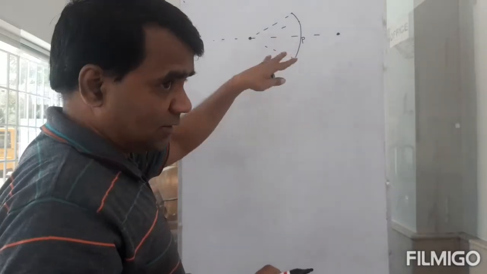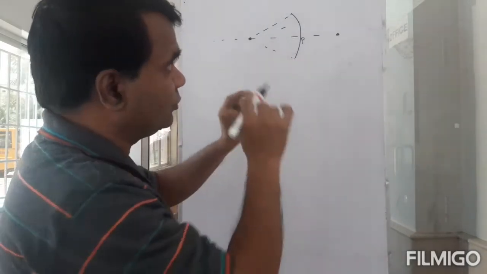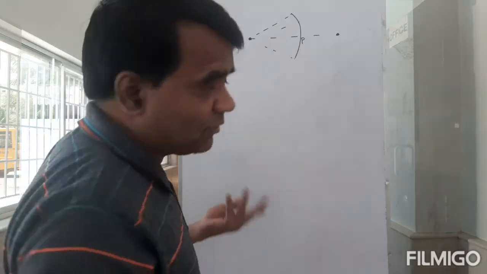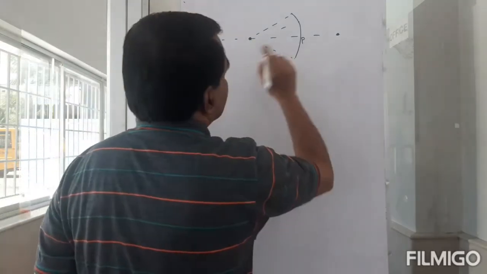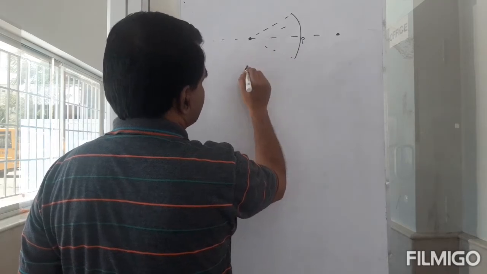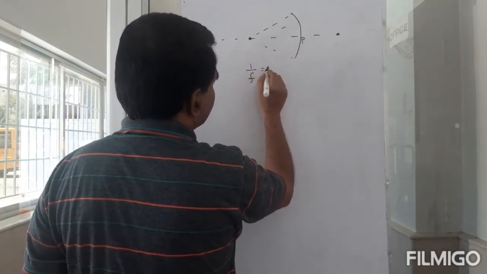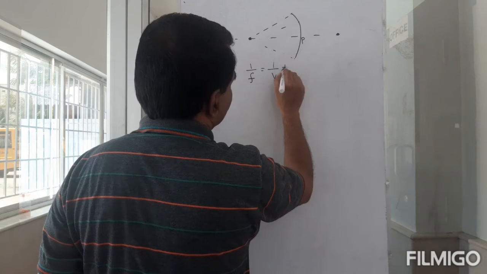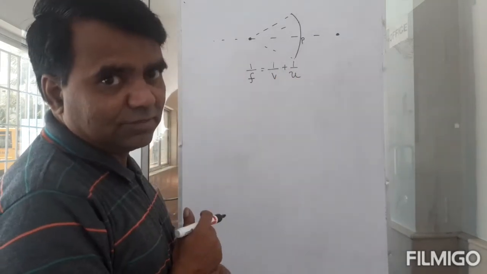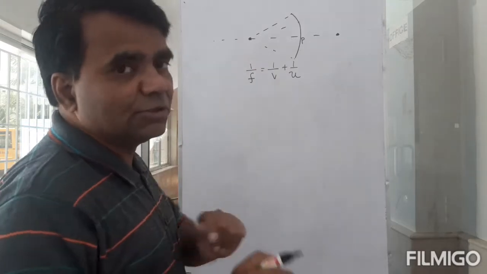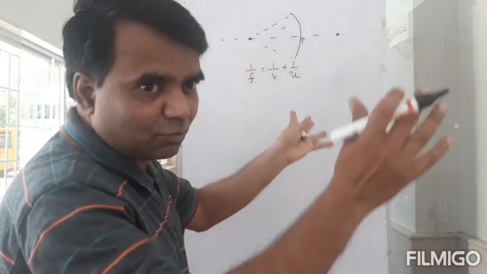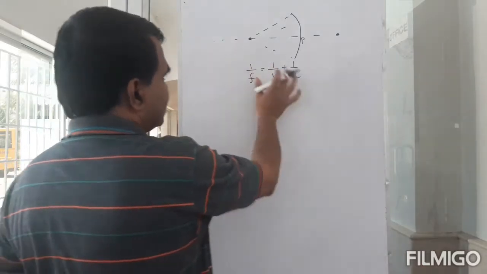Why I'm explaining this is because even before you do anything, you know a lot of information. You know how the solution is going to be. That's what I'm trying to drive at. So what's the formula we're going to use? 1 by f is equal to 1 by v plus 1 by u, with the sign convention. If you're going to use this with the sign convention, you don't have to worry about where you have kept what. So you are going to use the sign convention.